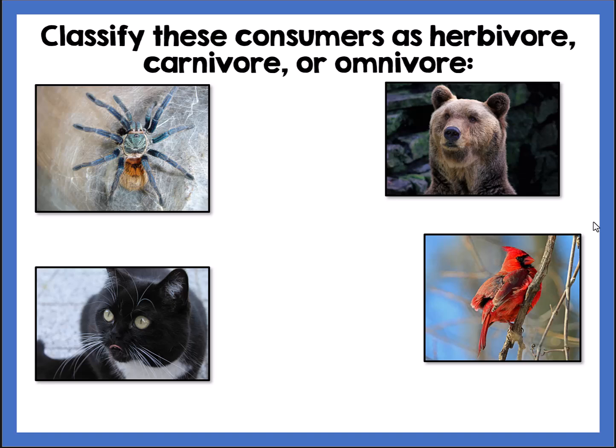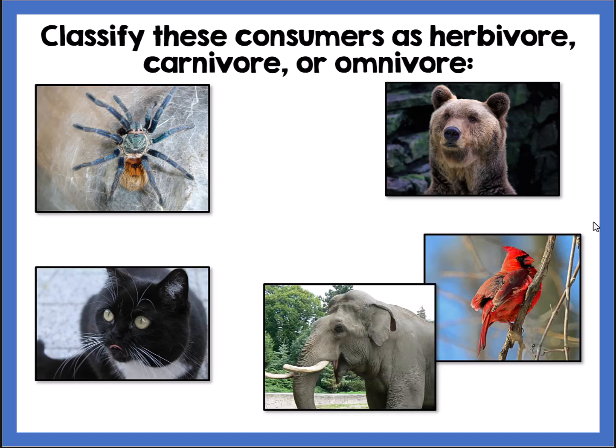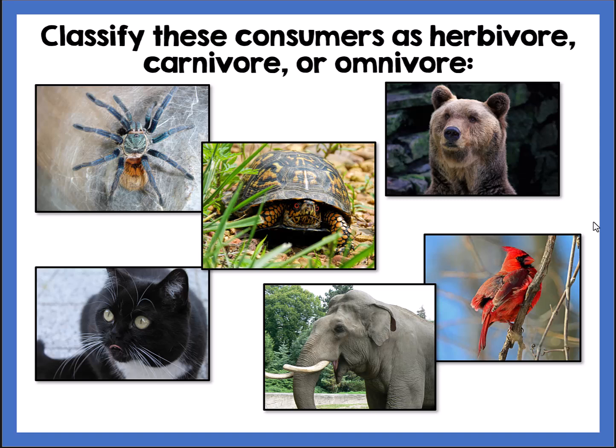Cats are carnivores. Elephants are herbivores. And turtles are omnivores. They eat both insects and vegetation.